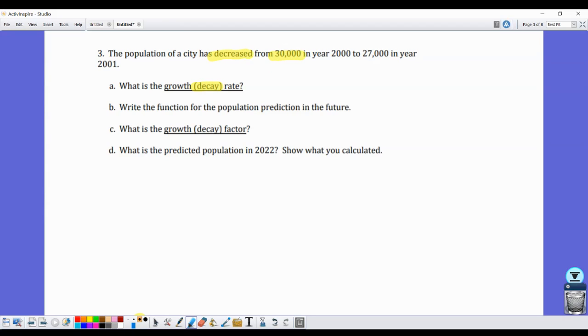It started at 30,000 and it went to 27,000. So let's go ahead and get some of the numbers that we're going to need. We know that the original number is going to start out right here. A is 30,000. Now let's go ahead and find R. R is going to be the change. Remember the triangle, delta? Delta means the change in the population over the original.